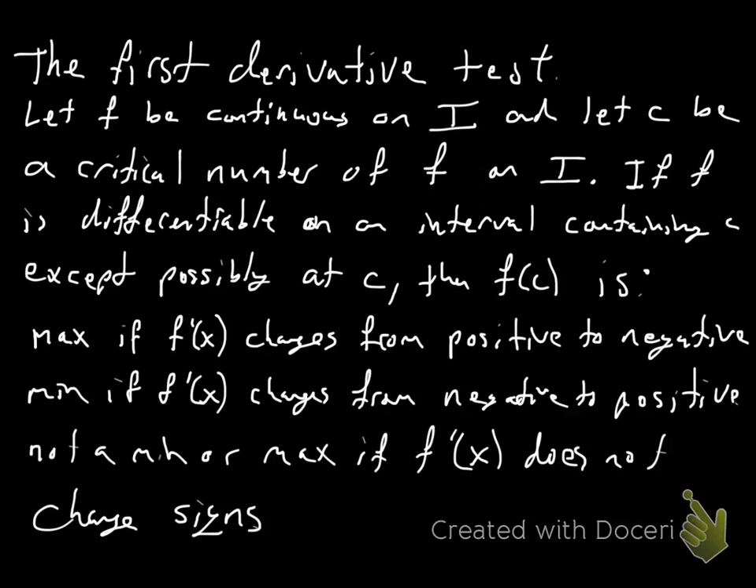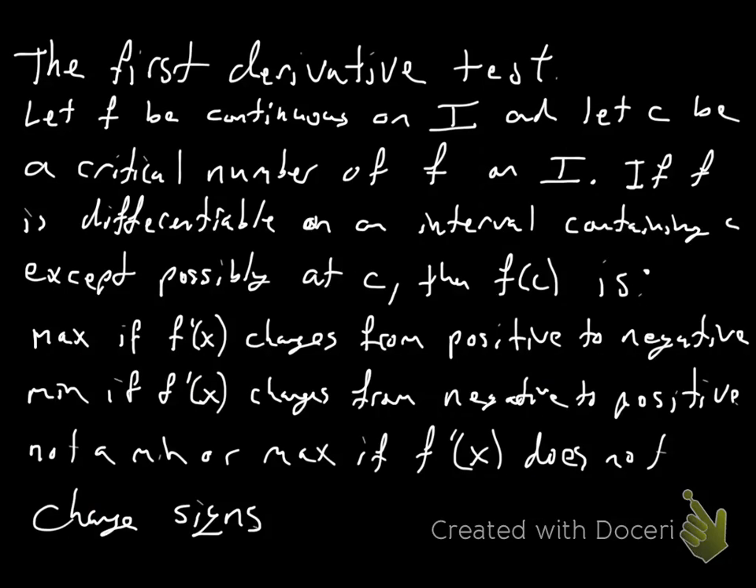So we need a couple things. Let f be continuous on an open interval I, and let c be a critical number of f on I. If f is differentiable on an interval containing c except possibly at c, so we're going to assume that this interval is within our interval I, then f of c is going to be one of the following. It's going to be a max if f prime of x changes from positive to negative. So remember, if the derivative was positive, that meant we were increasing, and if it's negative, it means we're decreasing. So we went from increasing to decreasing, so we'd have a max.